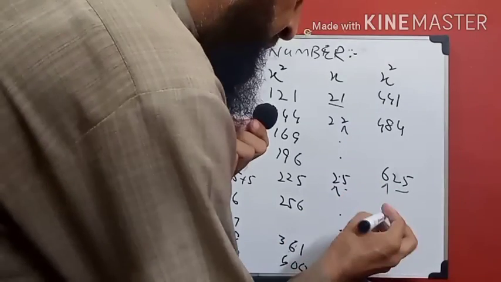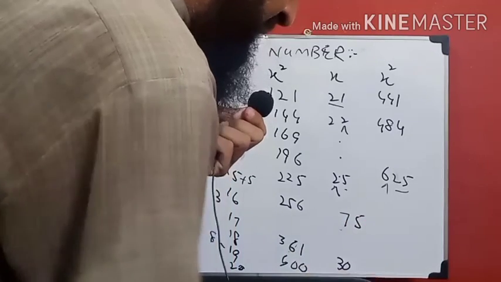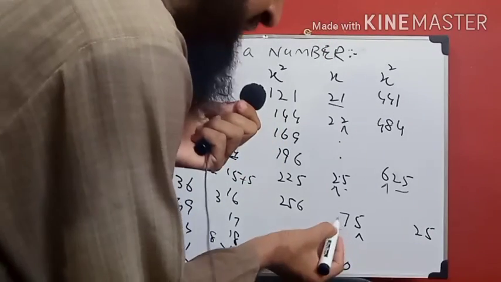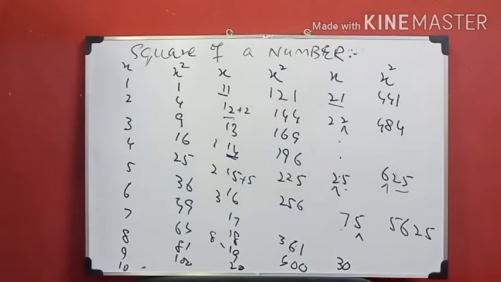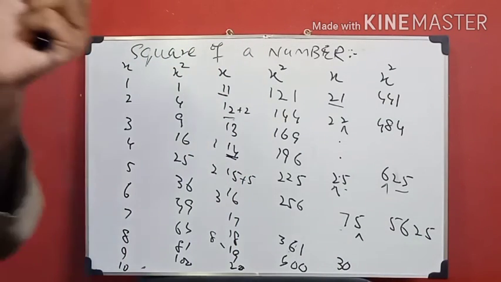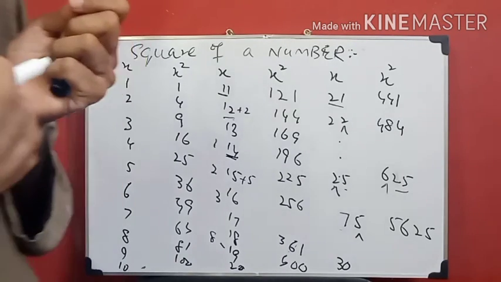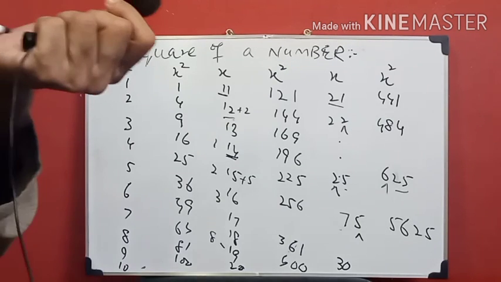Another example, if we want the square of 75, now the square of 5 is 25 and 7 multiplied by 8 is 56. This is the square of 75, and this is the least time taken for the square. If you learn this rule and know it, it is good for you and it is very easy to make our mathematics.